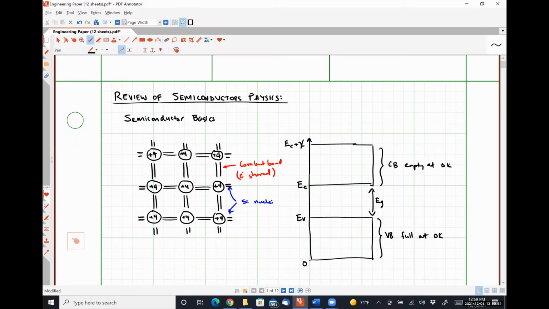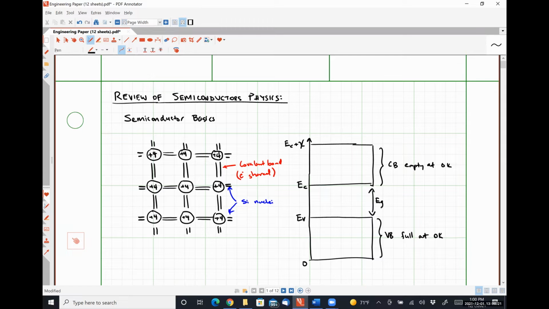So at T equal to 0 Kelvin, silicon is an insulator, right? Any material where the valence band and conduction bands don't overlap will be an insulator at 0 degrees Kelvin, because there's no energy in the system to make electrons jump from the valence band up to the conduction band, right?